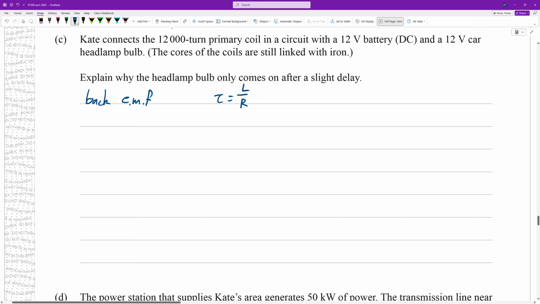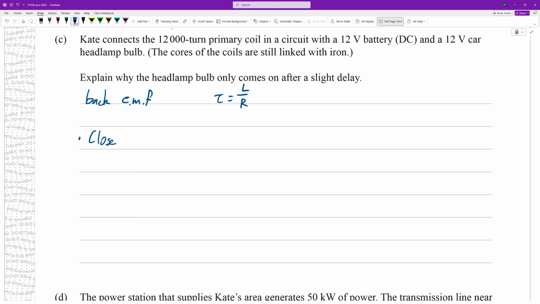Because a coil, transformer made up of coils, are inductors, and when it's connected to a load, there's resistance, and so there's a time constant which limits the flow of current. But then, of course, the physics behind that is the back EMF argument. So let's go with the back EMF argument. So let's just bullet point it. So we close the switch, or I guess turn on or connect.